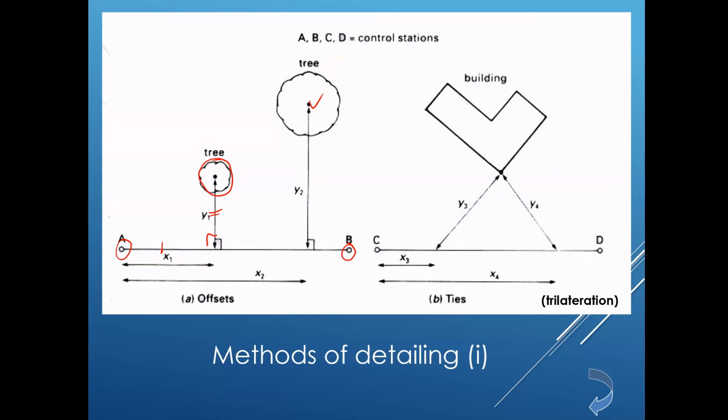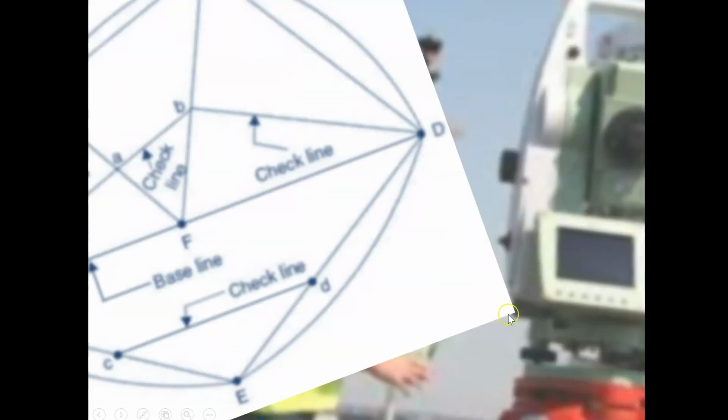Or perhaps in the next figure, you probably want the corner of that building. Then you just measure that distance and that distance, as well as those and that one, to get the position of the corner of the building. So that's basically offset and trilateration. Those are the basic methods, one of the four basic methods in surveying measurements. So that's offset or trilateration.